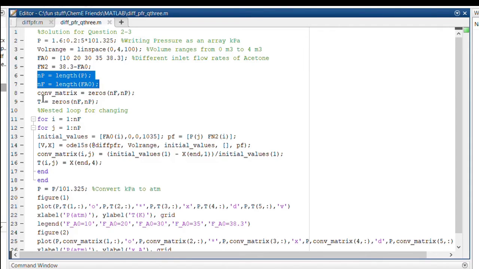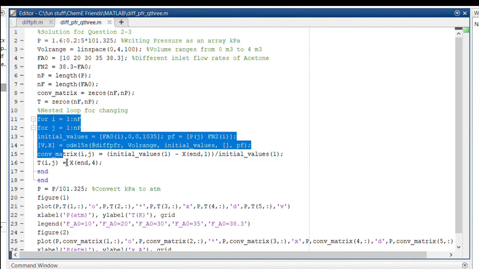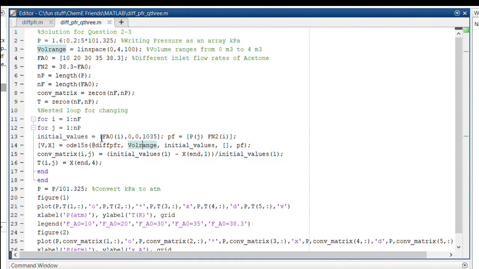And we have a conversion matrix and a temperature matrix, which we will initialize with zeros, and later on as the loop progresses we will input values into them. I will show you guys a pictorial representation of what the conversion matrix and the temperature matrix will look like after the end of this loop.